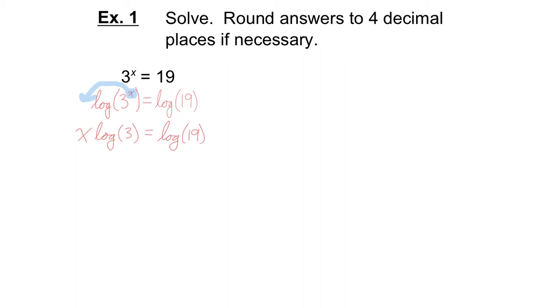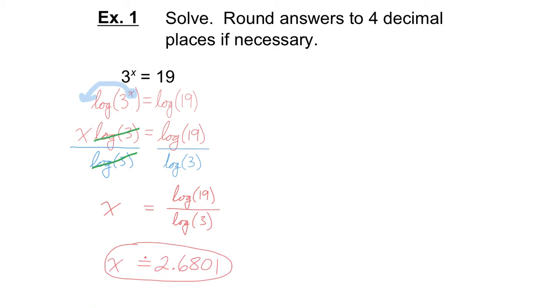Now remember, the ultimate goal is to solve for x, so I need to isolate x. Well, x is being multiplied by log of 3, so in order to get x by itself, I need to divide by log of 3. And if I do it to the left, I have to do the same thing to the right because they're equal. So now I'm left with x equals log of 19 over log of 3. And I can do this in my calculator. I just have to find out what log of 19 is and divide it by log of 3. So when you punch that into your calculator, you should end up with approximately 2.6801.